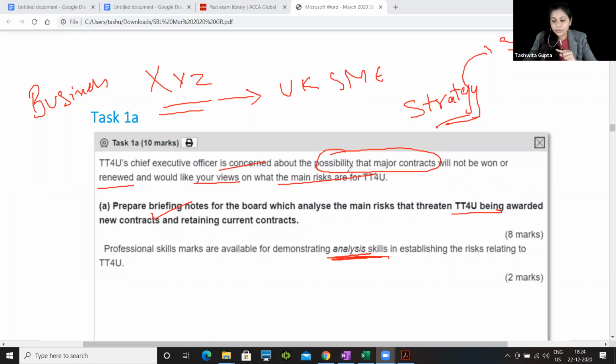There is someone whose mic is not muted. Okay.